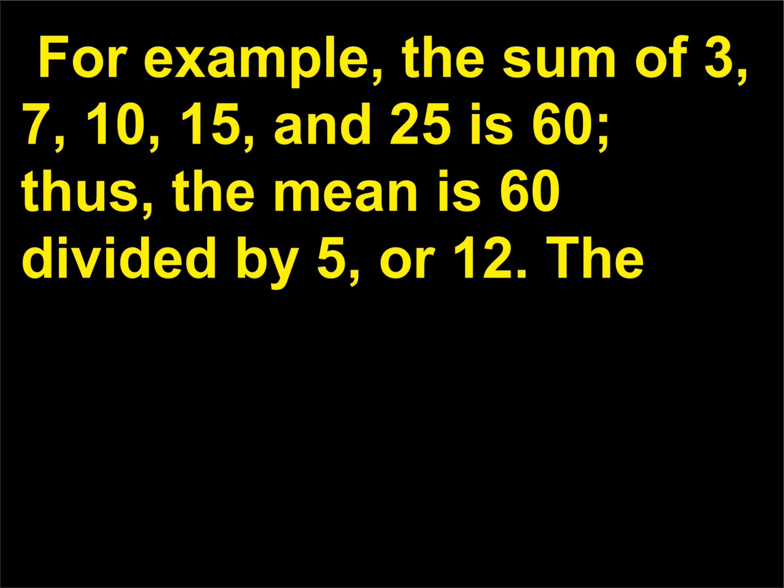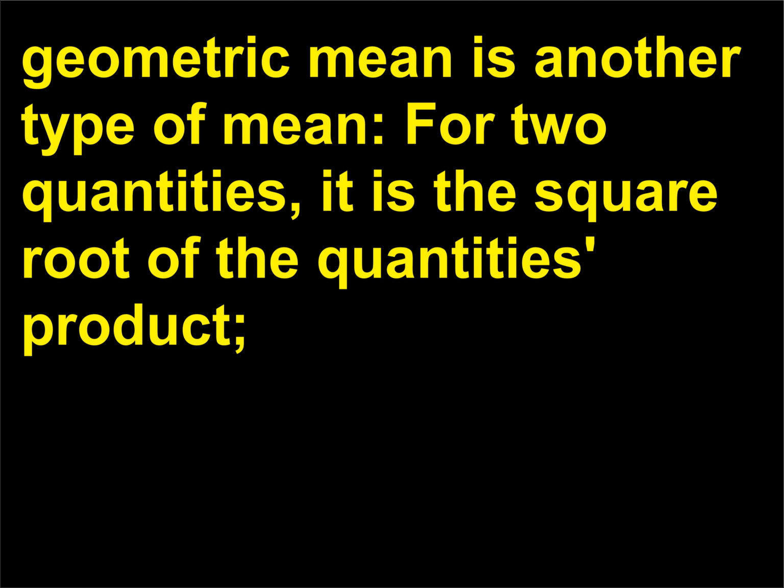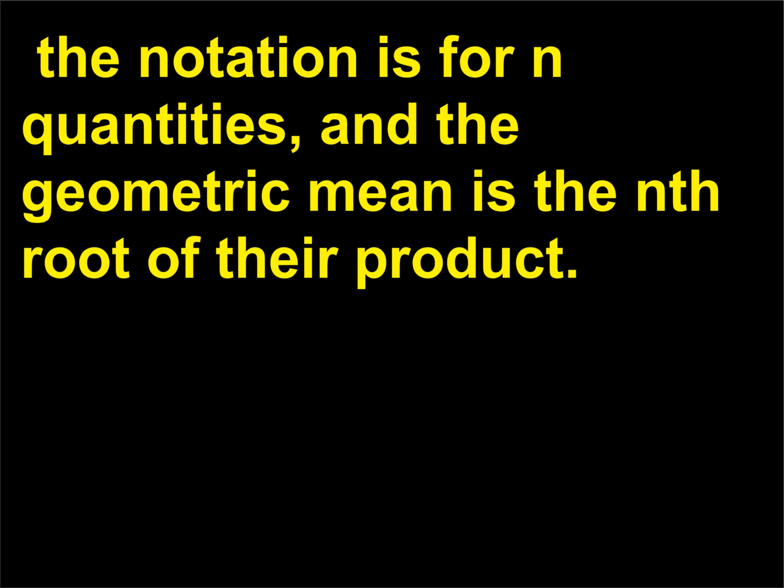For example, the sum of 3, 7, 10, 15, and 25 is 60, thus the mean is 60 divided by 5, or 12. The geometric mean is another type of mean. For two quantities, it is the square root of the quantities' product. For n quantities, the geometric mean is the nth root of their product.